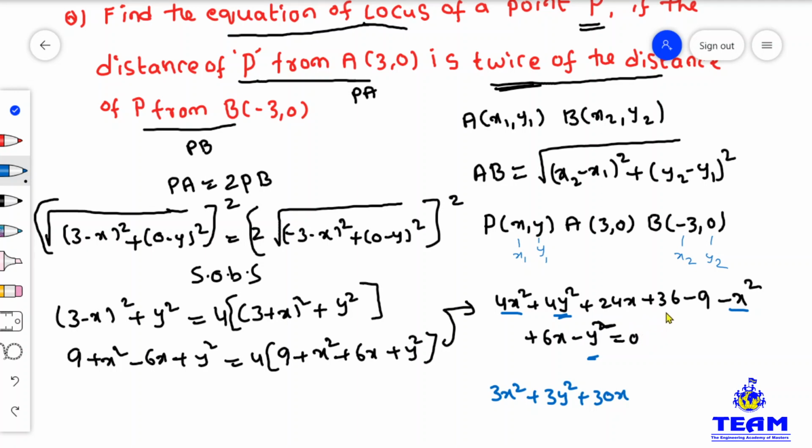Now you go for the constants. What do you have actually here? This is 36 and this is 9. 36 minus 9 is what? Minus 27 is equal to 0. But here you have a 36 plus. So this will be plus 27 is equal to 0.